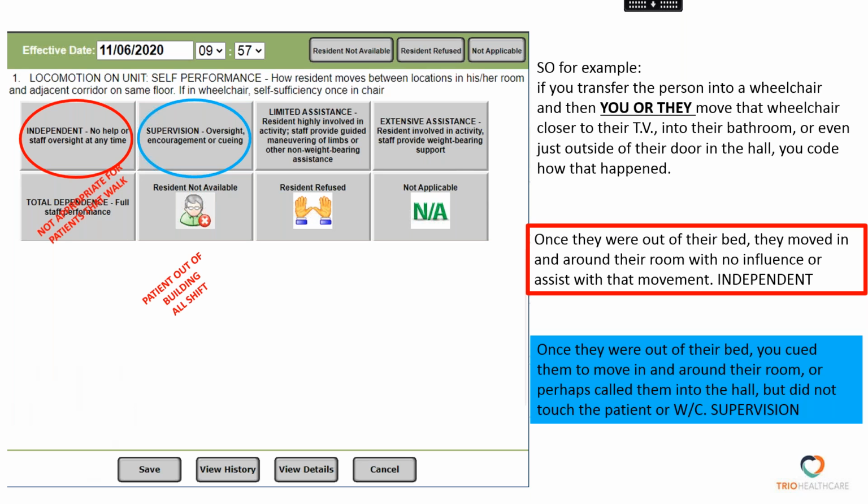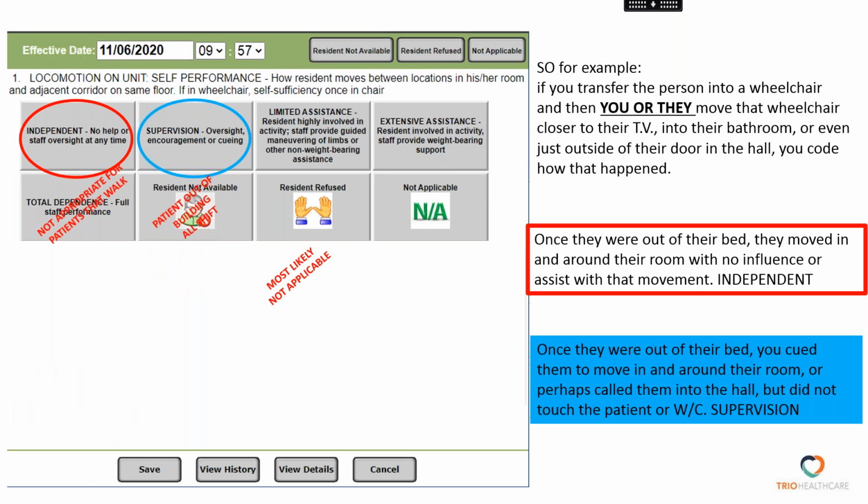When the resident is not available, that means the patient has been out of the building for your entire shift. Now, if they went to dialysis or they went out on a family LOA sometime during your shift, we don't say the patient wasn't available because they did move inside their room and in that hallway just outside of their room to get to the exit. So just because they weren't there for the bulk of your shift doesn't mean that locomotion on unit didn't happen if they were there for even minutes inside your shift.